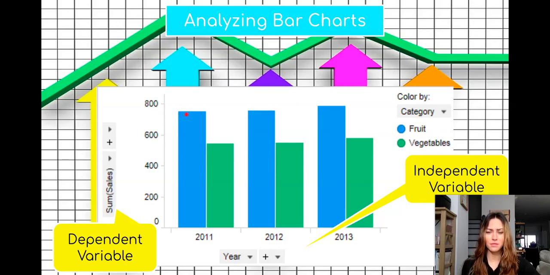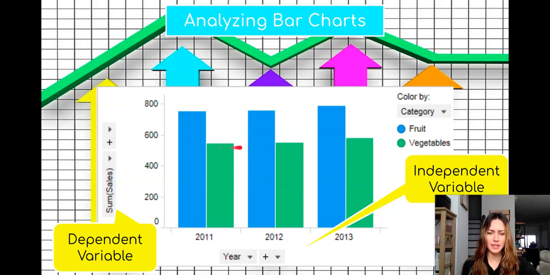So now, how would I analyze what's going on in this bar chart? I can see that we have 3 years that we have data on: 2011, 2012, and 2013. I can see that in 2011 we had somewhere in the range of maybe 750 or so fruit sold, and about maybe 575 or so vegetables sold.